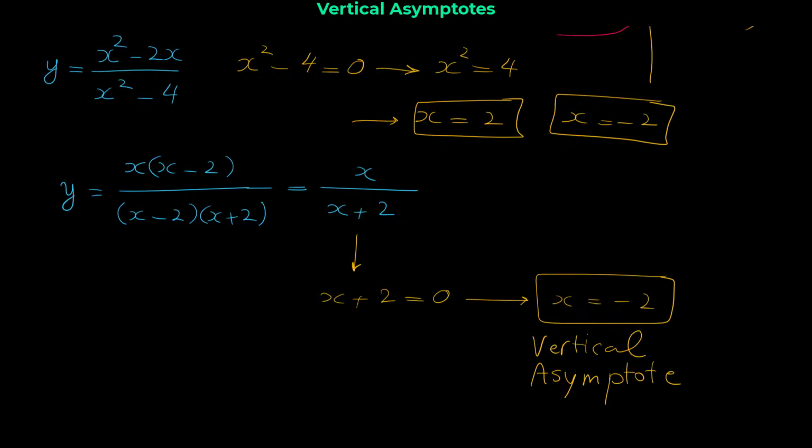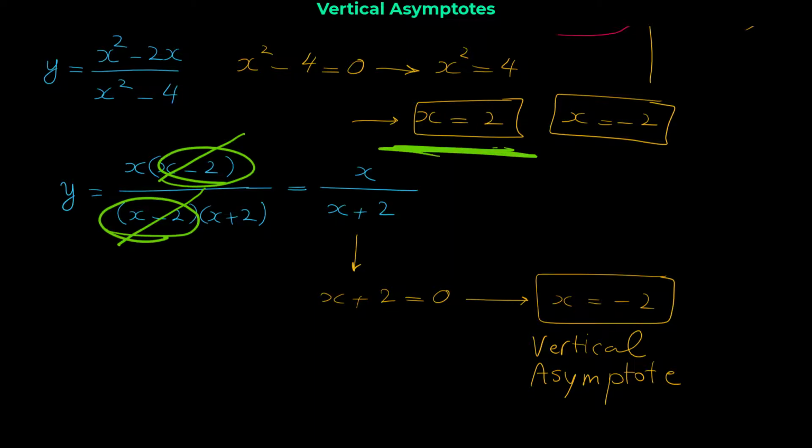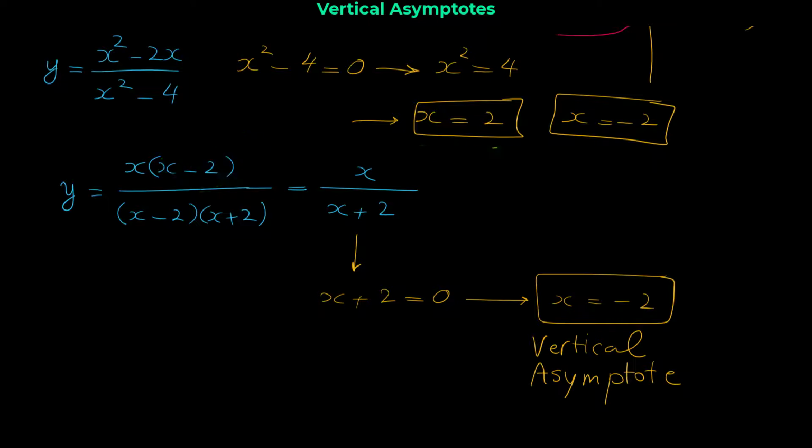But when an expression cancels from the numerator with the denominator, the roots of that expression, which in this case is x equals 2, make a hole on the graph of the function. So x equals 2 is a hole on the graph, not a vertical asymptote. Vertical asymptotes are the numbers that make the denominator equal 0 after you simplify the function.